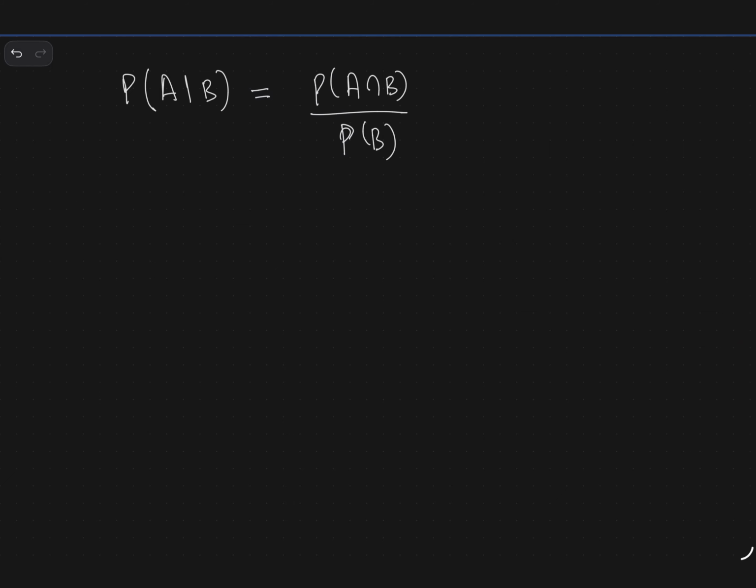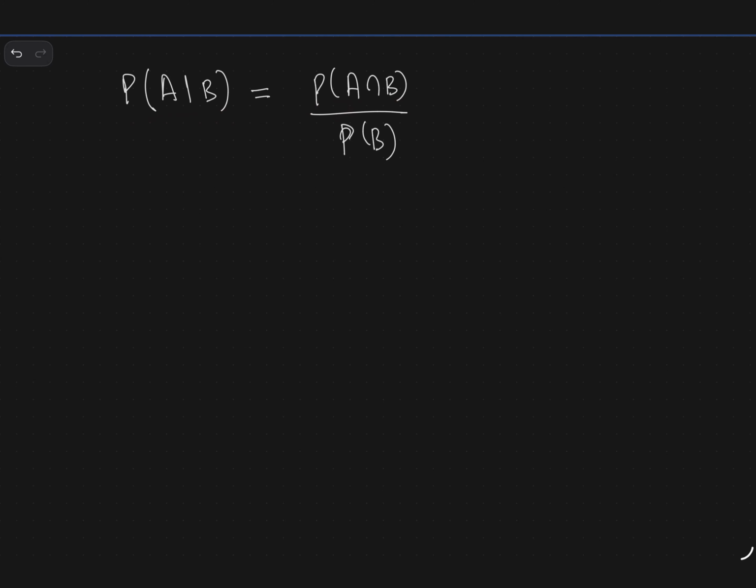Now, formally, we define conditional probability as: probability of A given B, where A and B are events, is equal to probability of A and B, or A intersection B, divided by probability of B. This expression is read as probability of A given B, and this is read as probability of A and B.